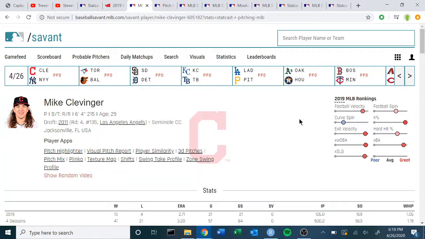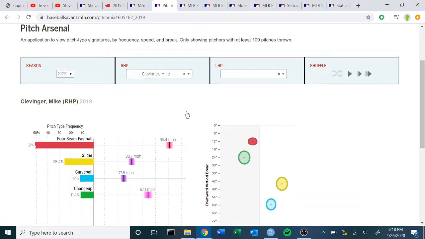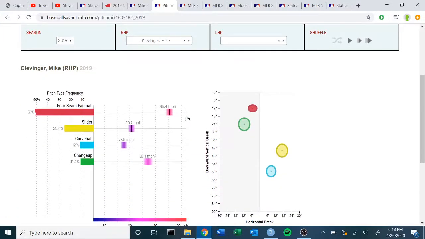So, as we know, Mike Clevenger was a very good pitcher in 2019. What I'm interested in looking at is what made him so good, and specifically what pitch types he's likely to throw to a hitter like Mookie Betts if he's trying to get him out. So, starting off, it's important to figure out what pitch types Mike Clevenger throws. So this is his pitch distribution in 2019.